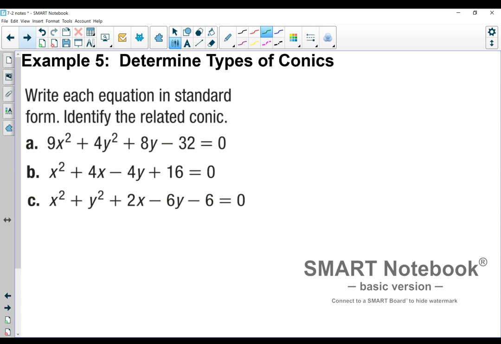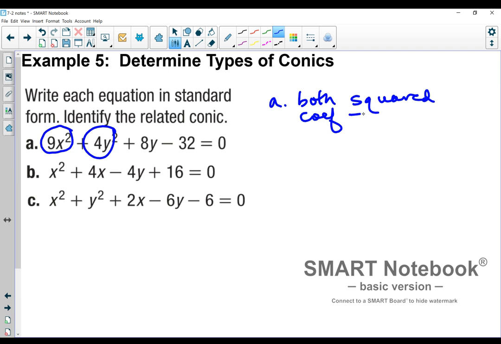So our last example is just looking through these equations and seeing if we can use some common sense to figure out what kind of equation we're looking at. What I notice on A is that I have x squared and I have y squared. So they're both squared. The other thing I notice is that the coefficients are not equal. That means they're going to be stretched different amounts in the x and y at the end. And so we have an ellipse here.